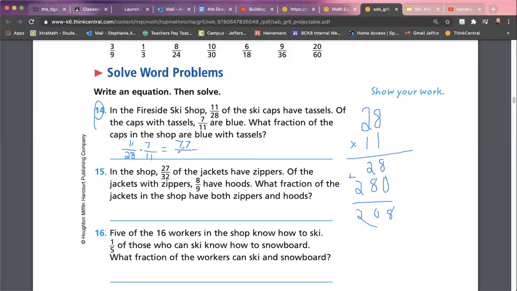But how many of you look at this, and if someone asked you, let's say you own the ski shop, and you're asking your employee, hey, figure out how many of our ski caps have blue tassels. And your employee comes back to you and he's like, boss, 77/208 hats have tassels. How many of you would be like, what in the world are you talking about? That is not a friendly fraction whatsoever. Asher, any ideas for how we could make this smaller?